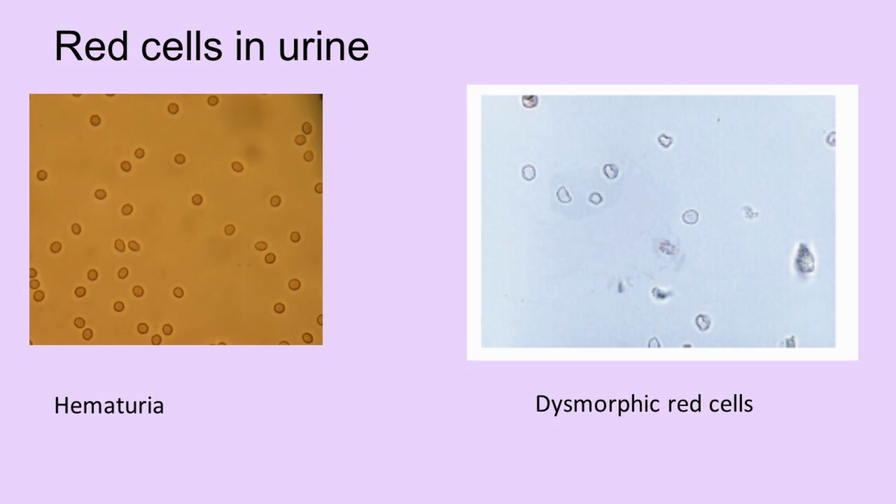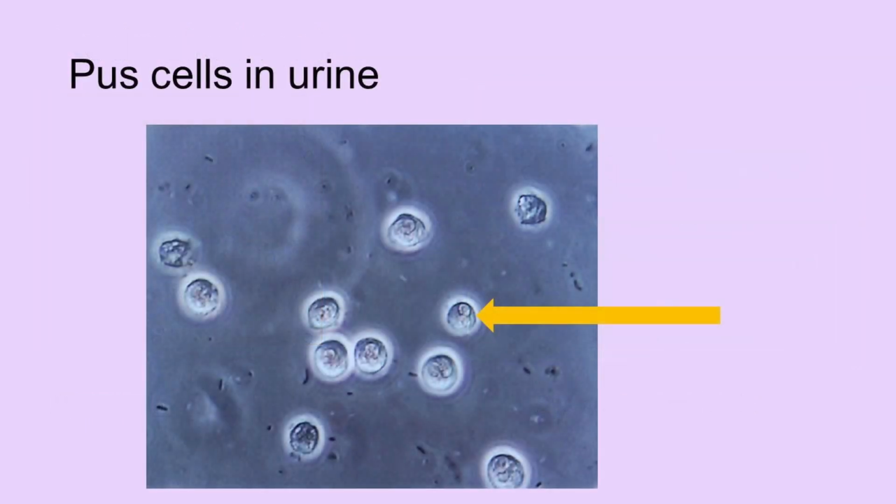Red blood cells that vary in size, having cellular protrusions or are fragmented, are termed dysmorphic and have been associated primarily with glomerular bleeding. Another type of cell seen under the microscope is the pus cells or the white blood cells. White blood cells are larger than red blood cells and measure about 12 micrometers in diameter. They contain granules and multilobed nuclei. An increase in urinary WBCs is called pyuria and indicates the presence of an infection or inflammation in the genitourinary system.